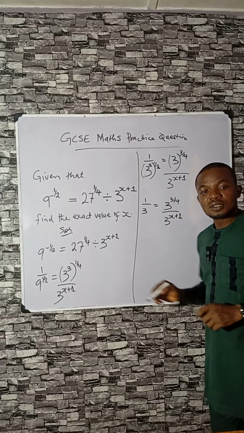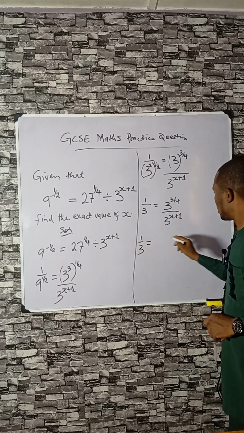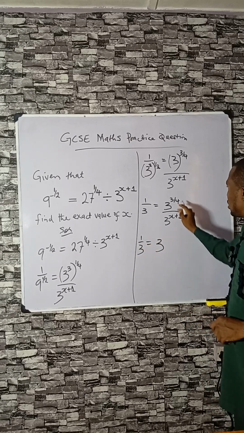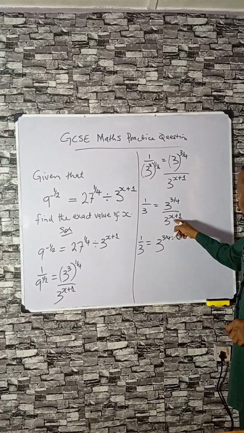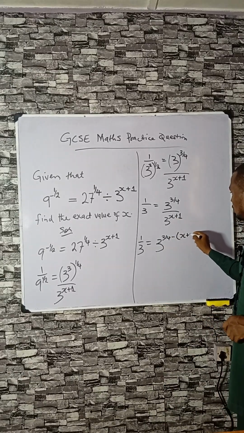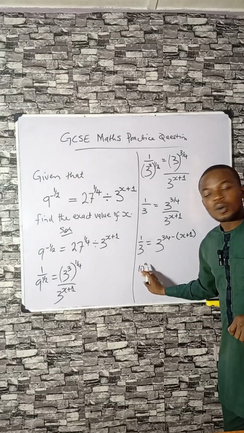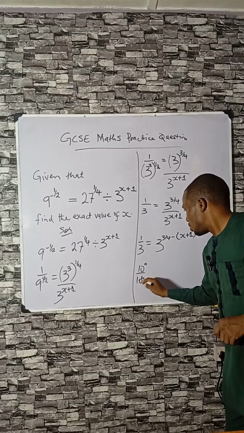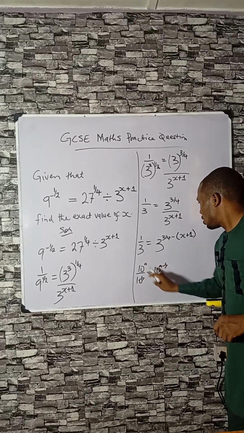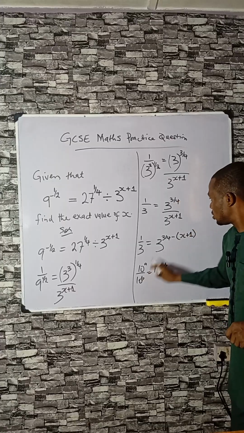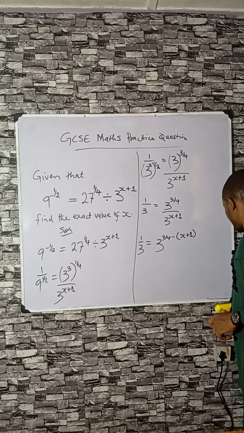Since they have the same base, we can subtract the powers. That is one of the laws of indices. So 3 raised to the power 3 over 4 minus, opening bracket, x plus 1. This follows the law that says that if you have 10 raised to the power a divided by 10 raised to the power b, you can express this as 10 raised to the power a minus b. The a here stands for this, the b here stands for this one. So we subtract. That is a law of indices.